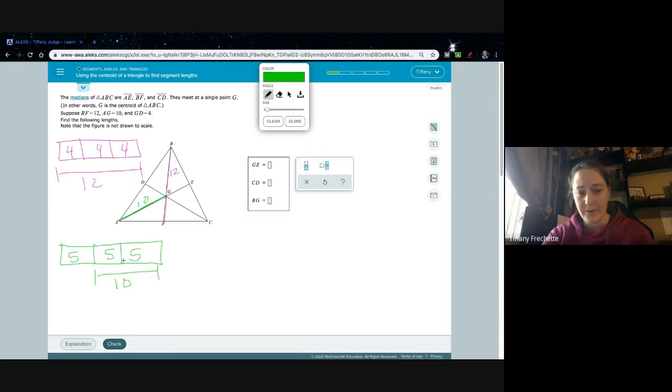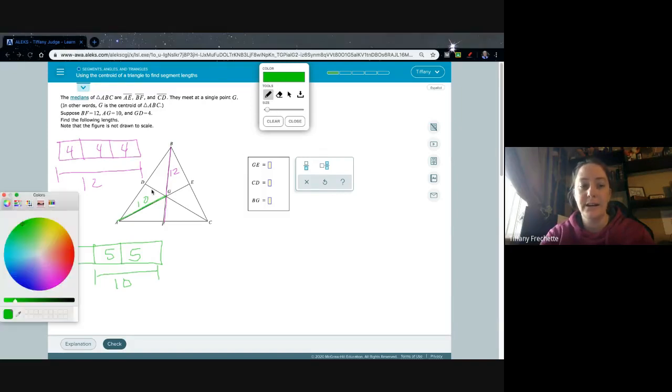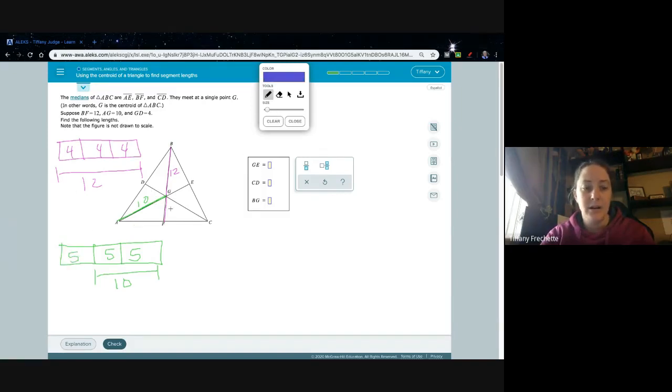Because remember, these are worth 5. Well, if both of these are 5, then that one is also 5. All right, and then we're going to move to the last piece here. We'll do this in blue. So the last piece they give us here is GD, which is this one. So this is the shorter piece.